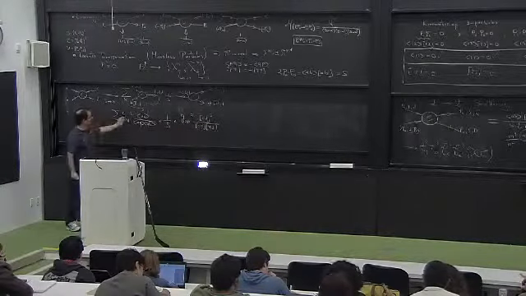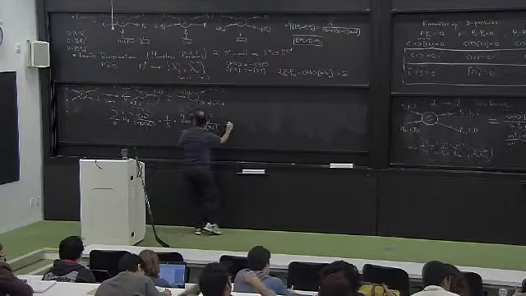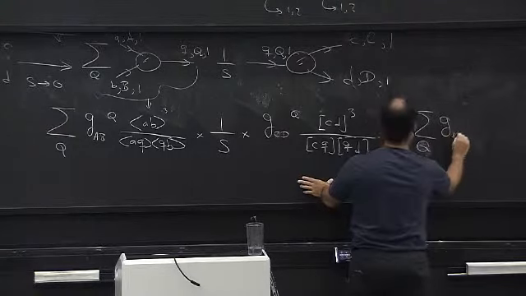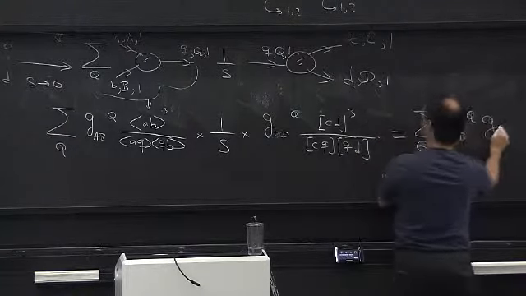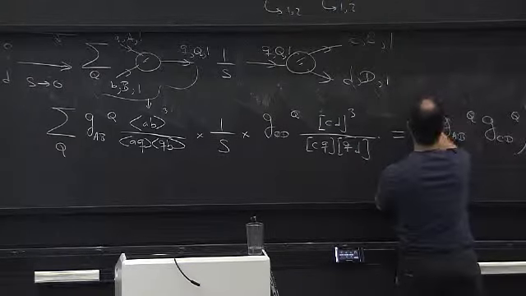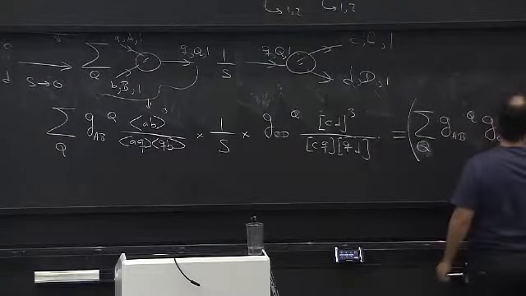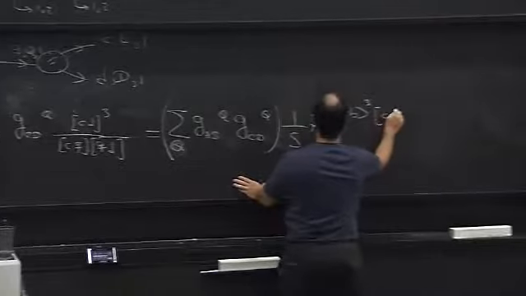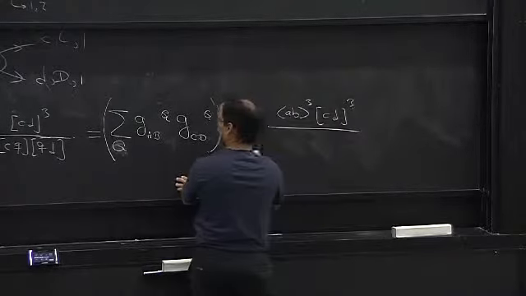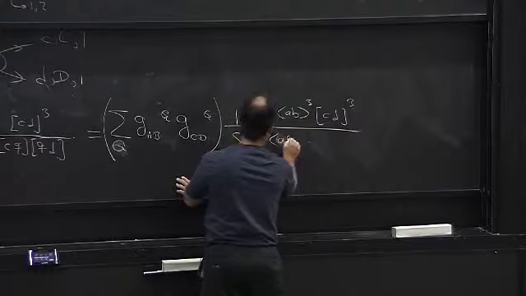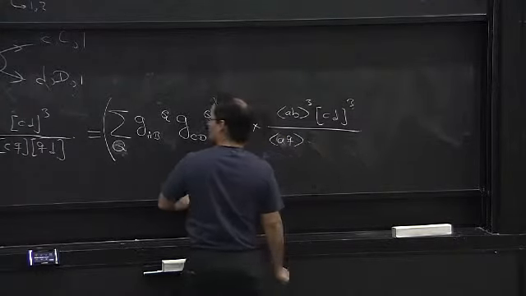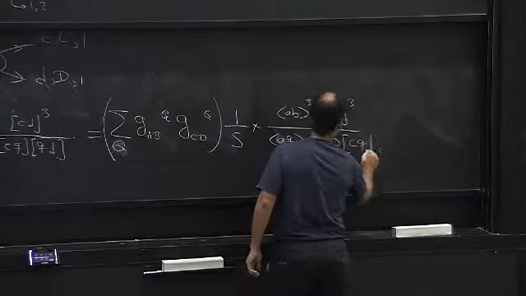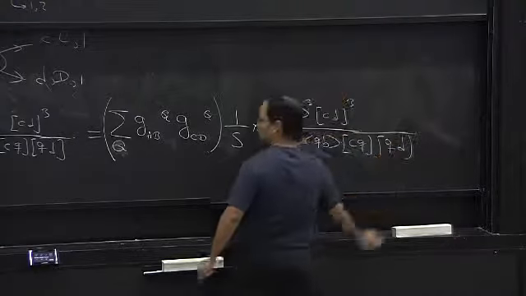We're supposed to compare that to this. But this is the same as the sum over Q of G ABQ, G CDQ times a kinematic factor. Well, we have the 1 over S times something that looks like AB cubed CD cubed over AQ, QB, CQ, QD. Okay?